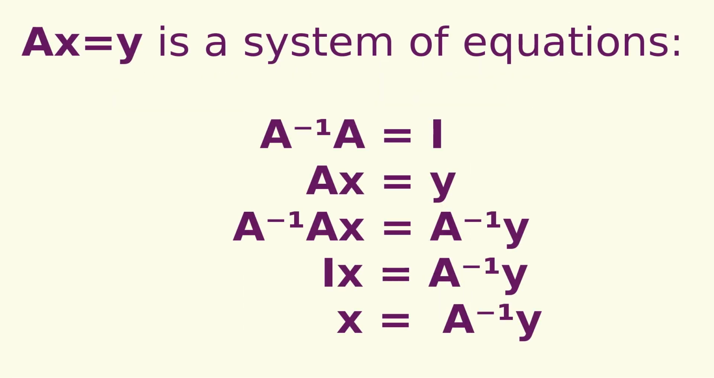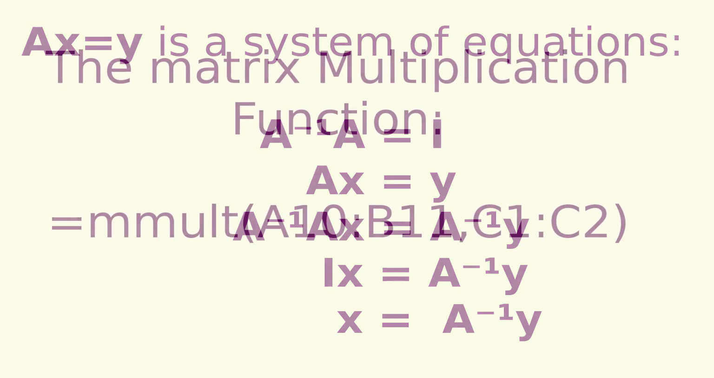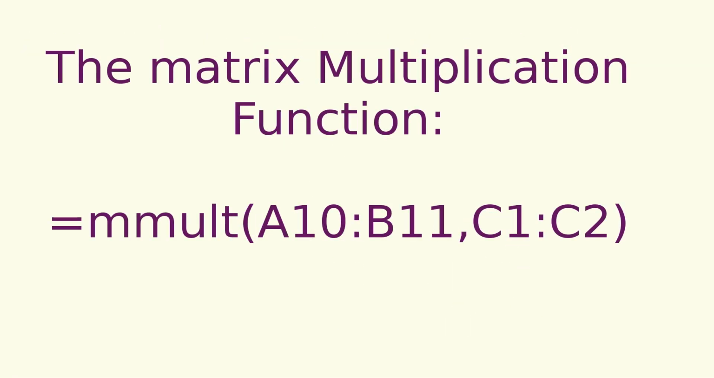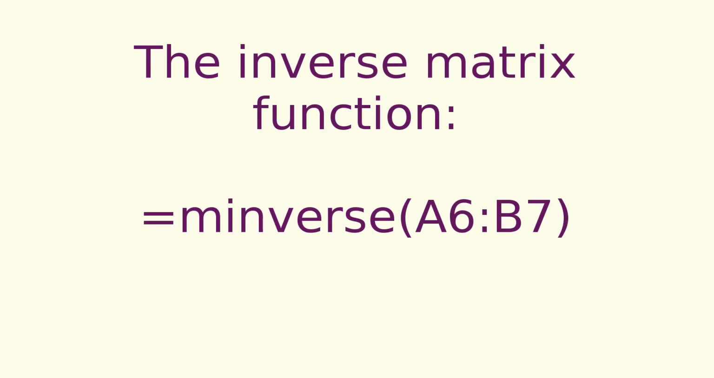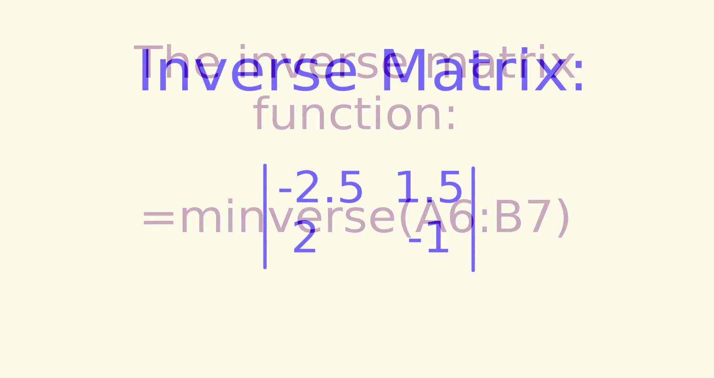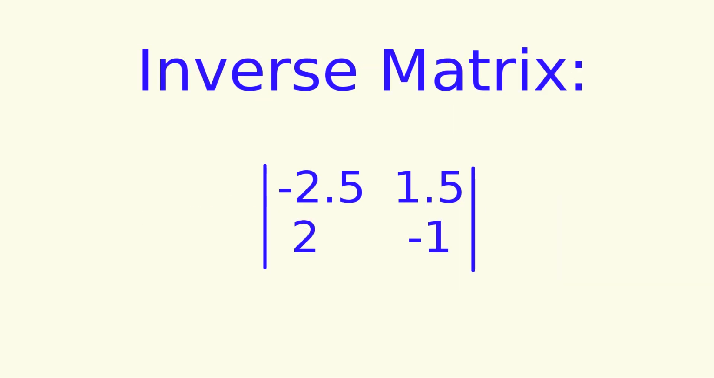Here is some theory. Multiplying both sides by the inverse cancels the square matrix and gives the answer to all the unknowns at one time. In a spreadsheet, matrix multiplication is done with the function mmult. The inverse matrix is gotten in a spreadsheet with the function minverse. Here is the inverse matrix for our example.